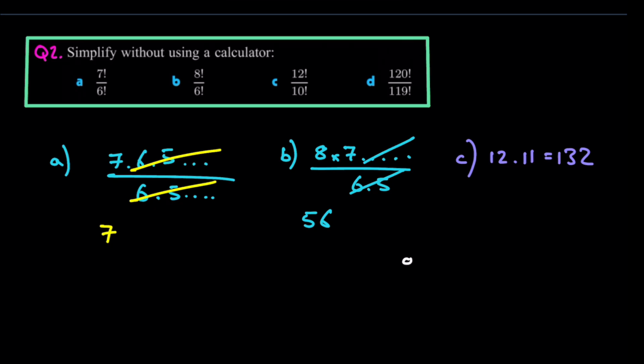And part D, 120 factorial over 119 factorial is just going to be 120.